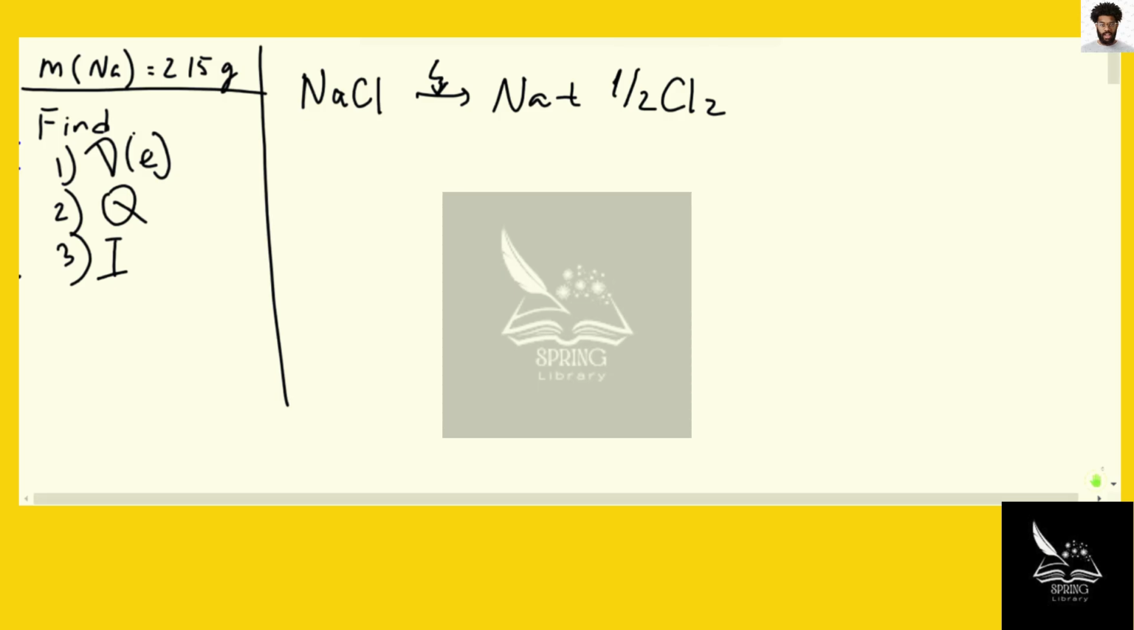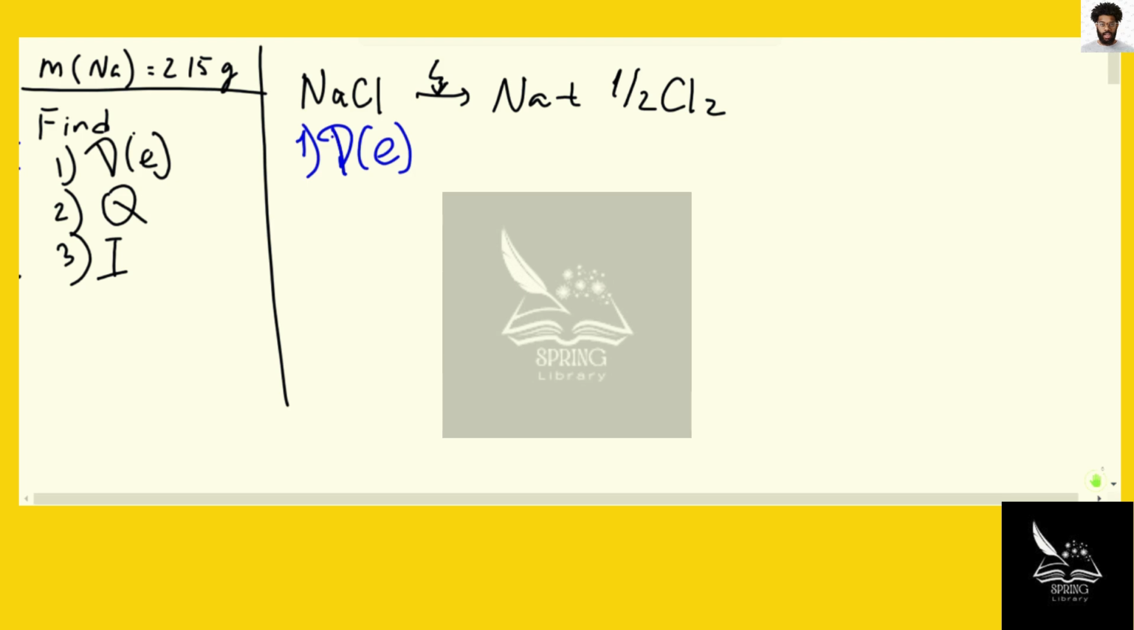Here we have to solve a task on the electrolysis of molten sodium chloride. The overall equation is shown here in the slide. So from 1 mole of sodium chloride, we can obtain 1 mole of sodium. Now let's answer the first question, which is, I presume, to find the number of moles of electrons.